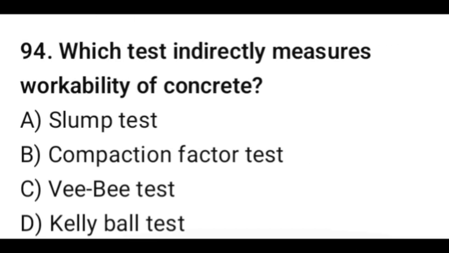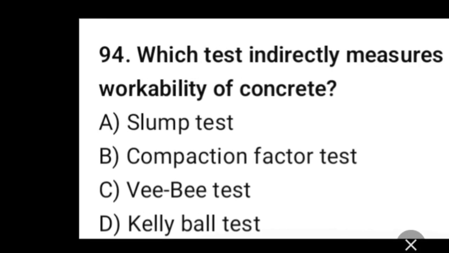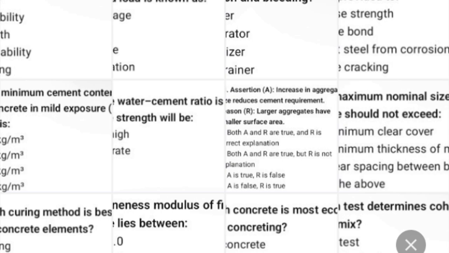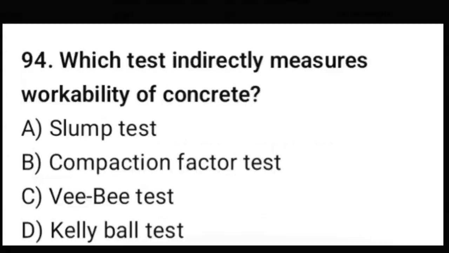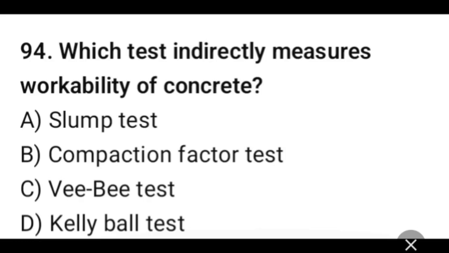Next question. Which test indirectly measures workability of concrete? Option A is slump test, option B is compaction factor test, option C is VB test, option D is Kelly ball test. So the right answer is option number D, Kelly ball test. Sorry, Kelly ball test.